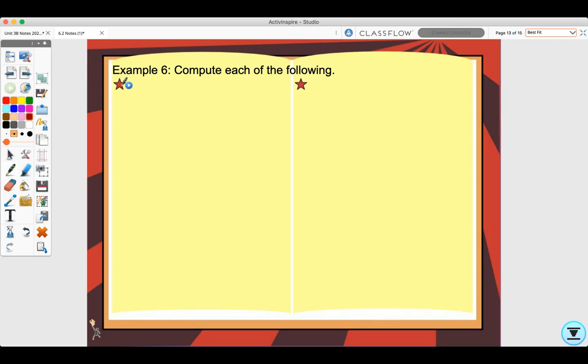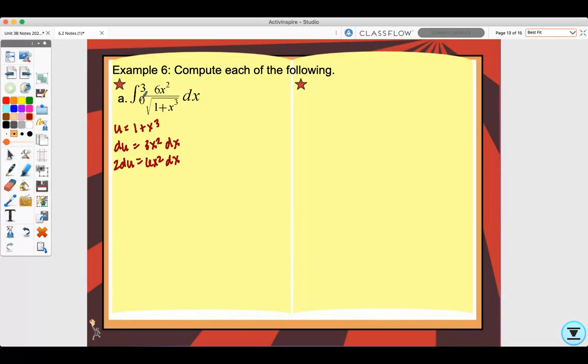Let's look at example 6. We want to compute each of the following. So the antiderivative of 6x squared all over the square root of 1 plus x cubed from 0 to 3. So the first thing is, let's let u equal 1 plus x cubed. Du would be 3x squared, but I notice instead of 3x squared, I have 6x squared. So I'd have to multiply this 3 by 2 to get 6x squared. So I'd have 2 du equals 6x squared dx.